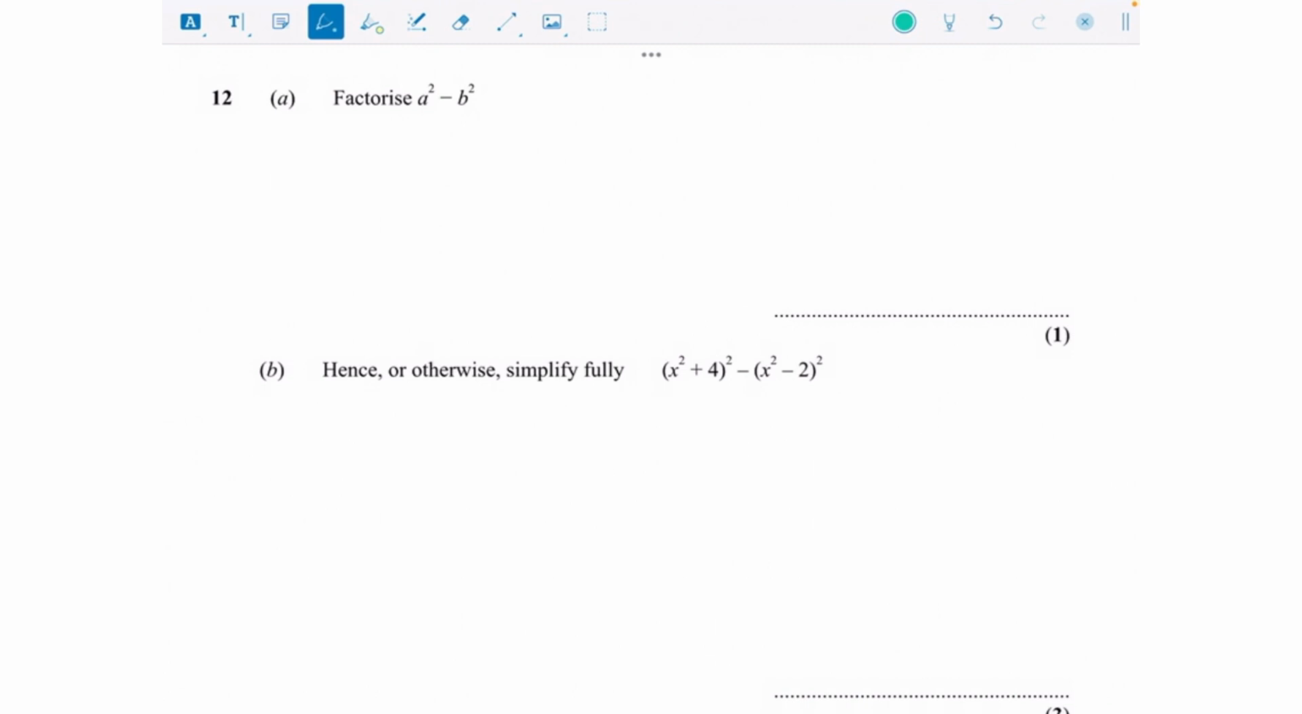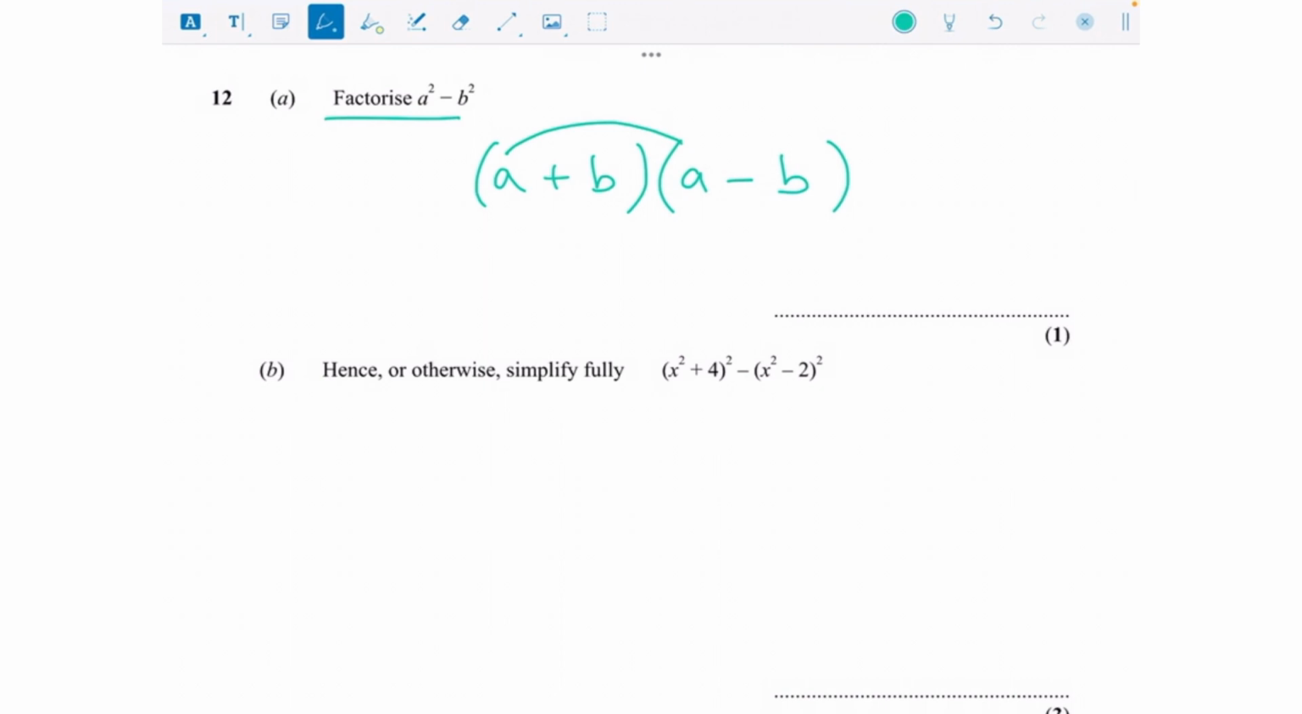To factorise a squared minus b squared, I can see that we've got one squared thing minus another squared thing, and that tells me it's the difference of two squares. So I'm going to do two brackets with an a at the start of both brackets and a b second in both brackets, and then one's going to be a plus and one's going to be a minus. Let's just check that works.